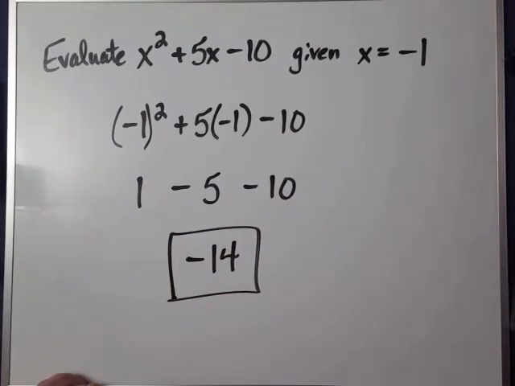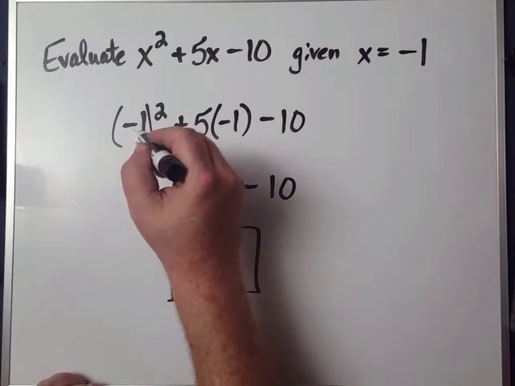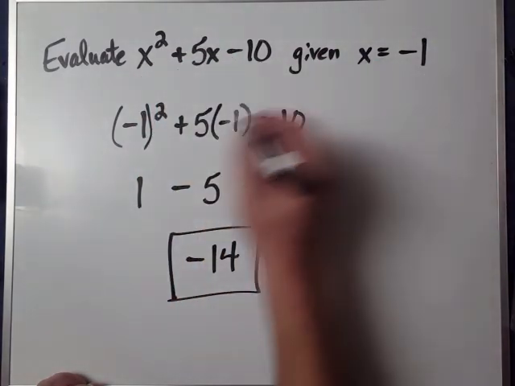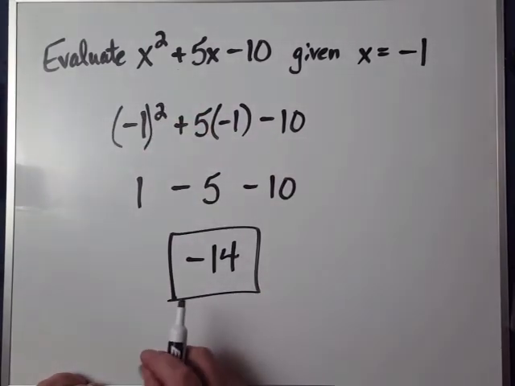The thing that I want you to pay attention to here is when you're plugging in these negatives, if they're the base of some power, this was x squared. What's x going to be? Negative 1. So you better be squaring the whole negative 1. That negative 1 needs to be in parentheses.